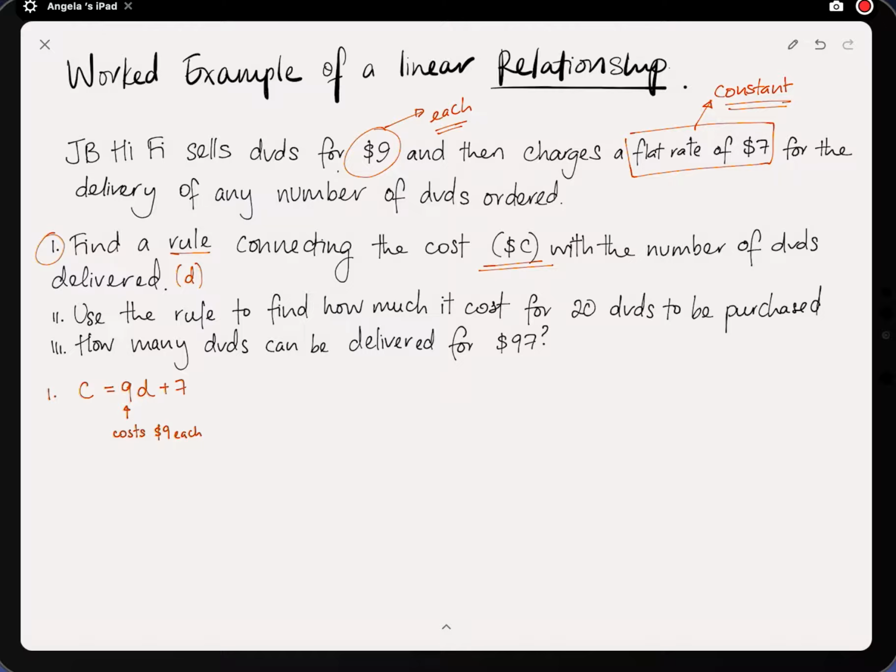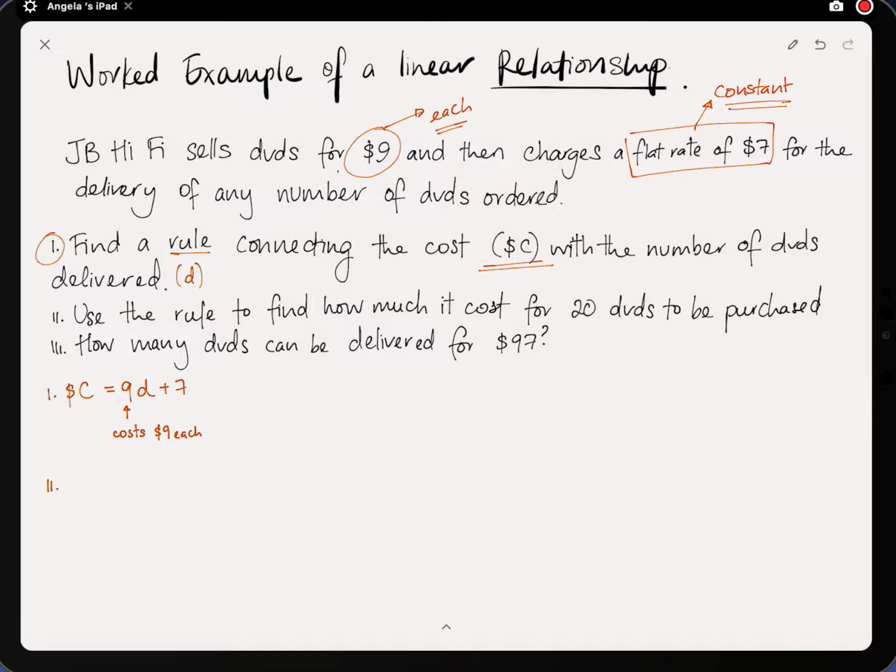Now, notice that I've used the variables that we've been asked to use. Please do not use X or Y if the particular question does not ask for X or Y. In this case, the particular question didn't actually specify what DVDs ordered should be, so I've let it equal D.